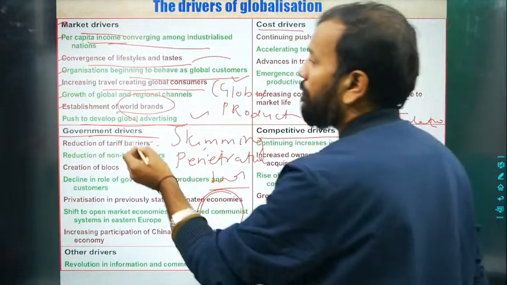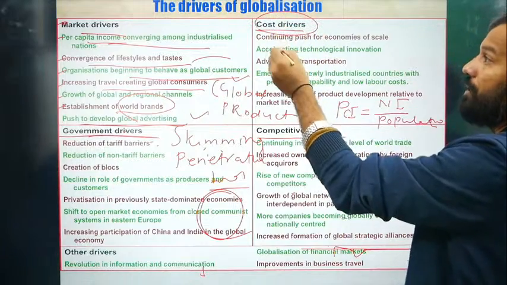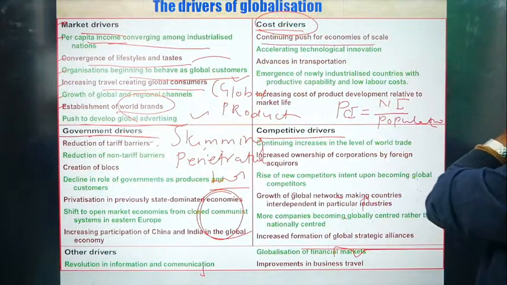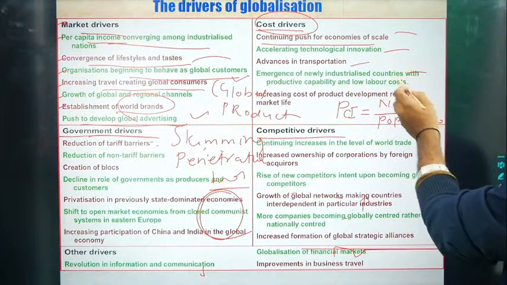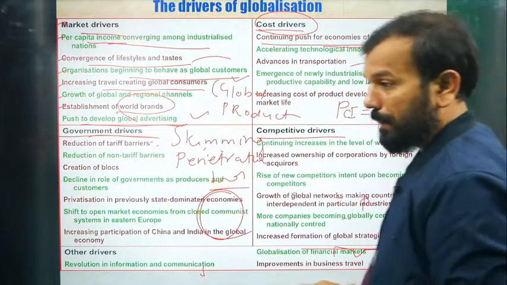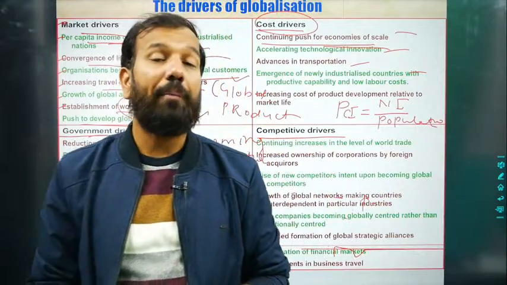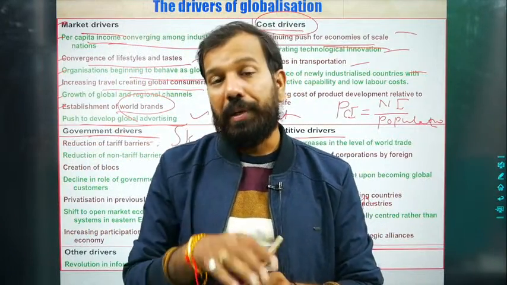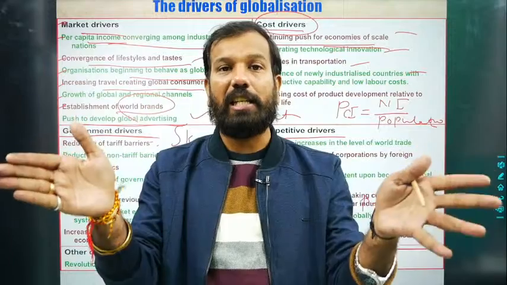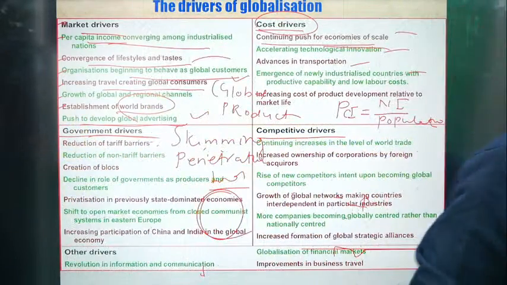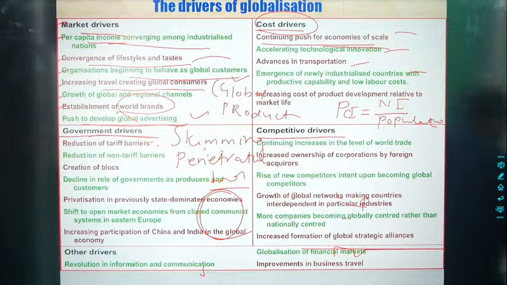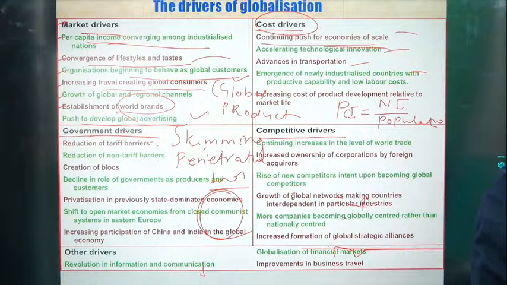And apart from market drivers, second is the cost driver. In a cost driver, there are certain factors and the continuous push for economy of scale. We will try to achieve the economy of scale. I started this lecture in the last lecture where we discussed economy of scale. What is economy of scale all about? Economy of scale is all about mass production.